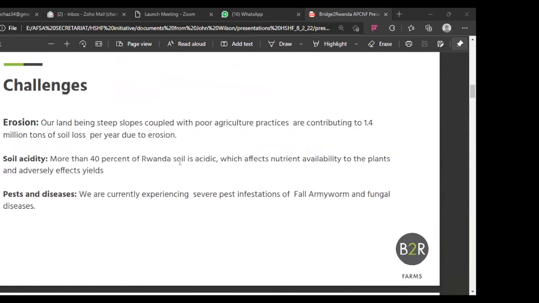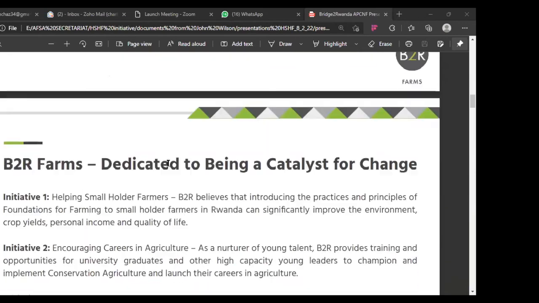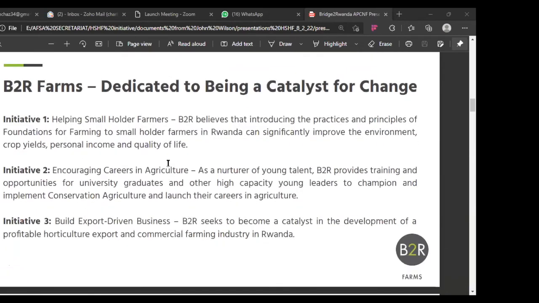And then a second question that's related is that you talked about your third initiative about export crops, and that's fine. But often export crops tend to be grown with hybrid seed, with fertilizer and monoculture.